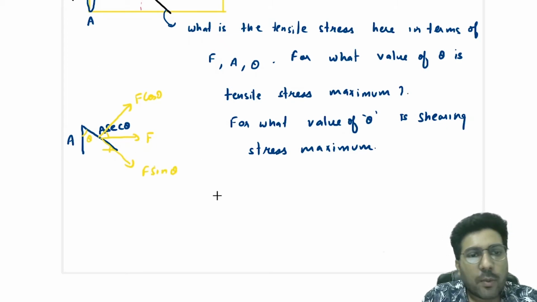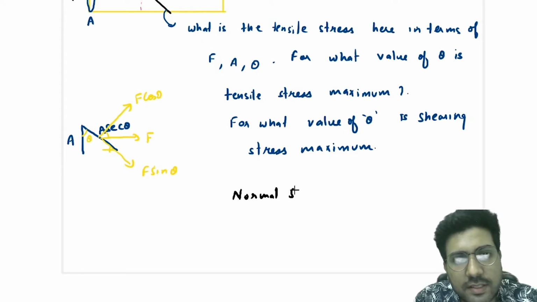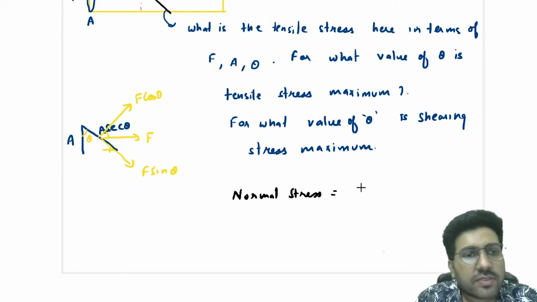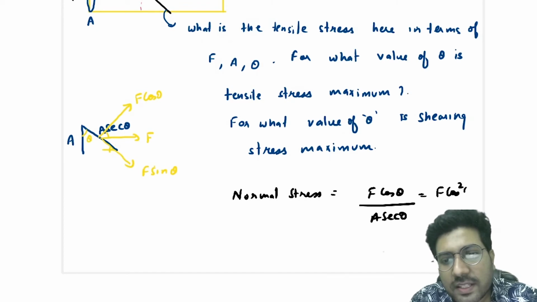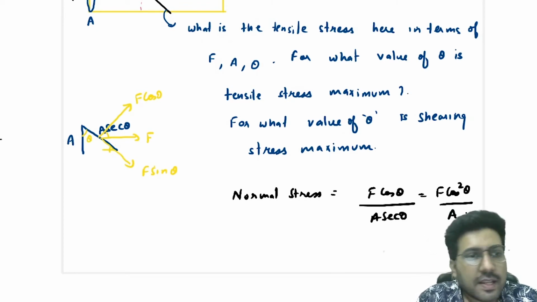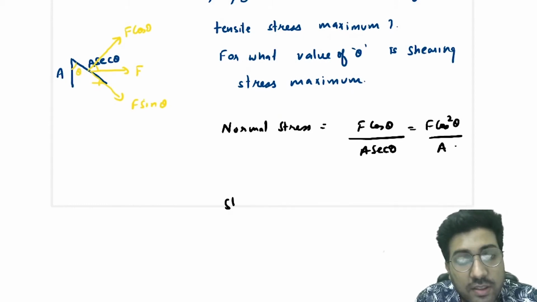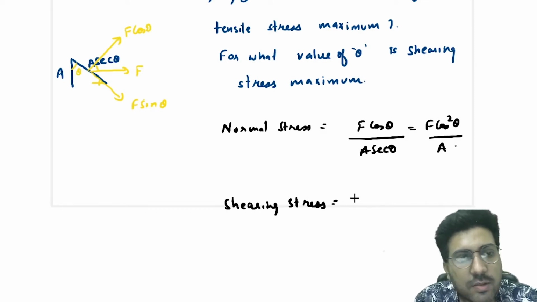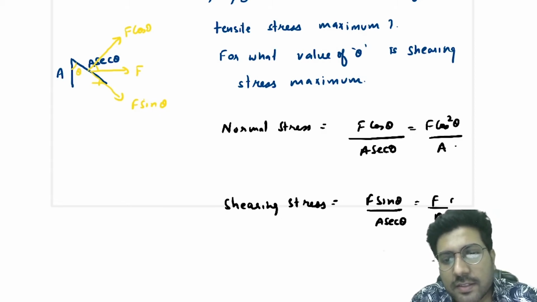Now normal stress, that is the tensile stress, will be F cos theta divided by the area A sec theta. So that will come out to be F cos square theta divided by A. And the shearing stress on this particular surface is equal to F sin theta divided by A sec theta. So that will be equal to F by A sin theta cos theta.